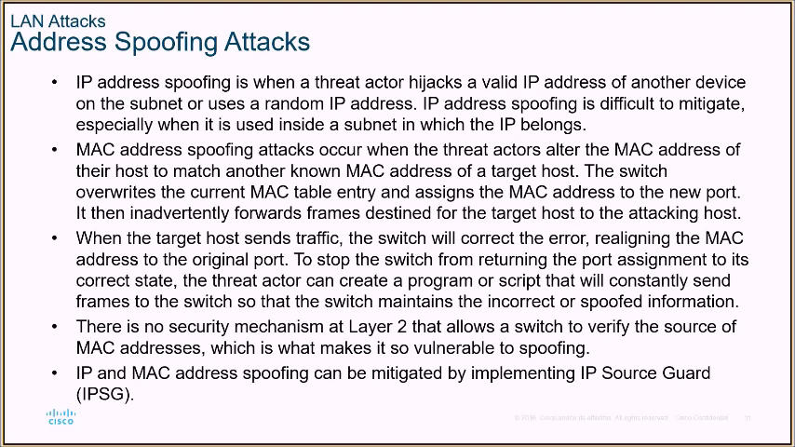To stop the switch from returning the port assignments to its correct state, the threat actor can create a program or script that will constantly send frames to the switch so that the switch maintains that incorrect or spoofed information. There is no security mechanism at layer 2 that allows a switch to verify the source of MAC addresses, which is what makes it so vulnerable to spoofing. IP and MAC address spoofing can be mitigated by implementing IP source guard.